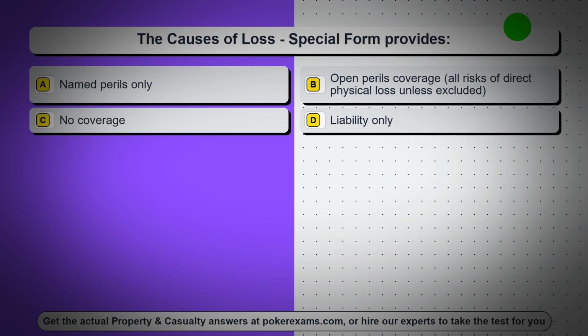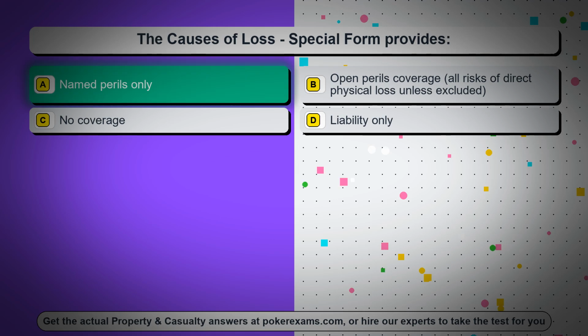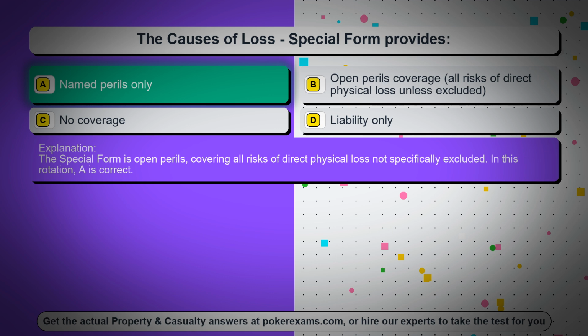Question 47. The causes of loss special form provides. Option A, named perils only. Option B, open perils coverage, all risks of direct physical loss unless excluded. Option C, no coverage. Option D, liability only. The correct answer is option A, named perils only. The special form is open perils, covering all risks of direct physical loss not specifically excluded. In this rotation, A is correct.